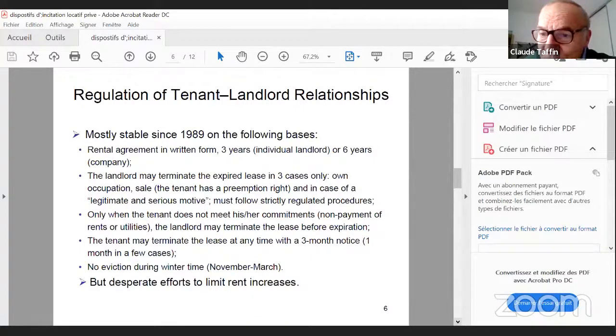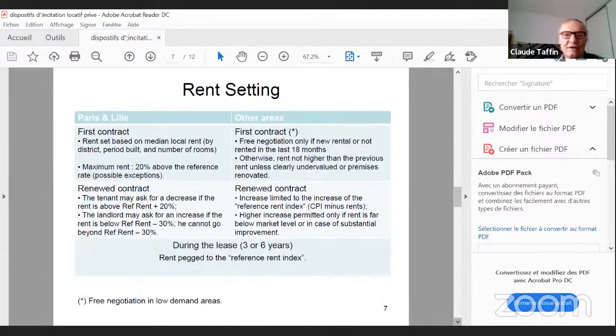I have no time to show that in detail, but the government has desperately been trying to limit rent increases because in spite of the increase of this stock, it's still not enough compared to the demand in large cities. So we have now a rather complicated system, which says that the principle is that the first contract is more or less free, at least for newly built units.